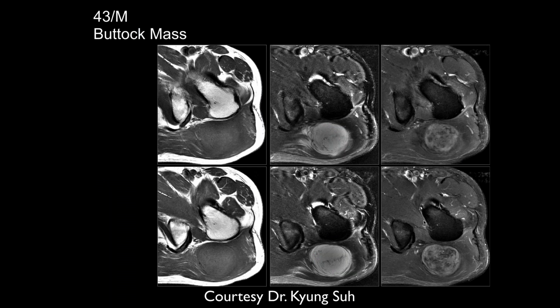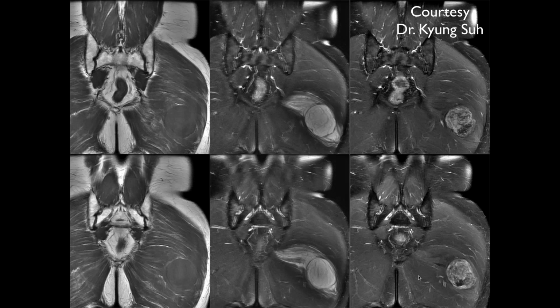Okay, Jeff? Okay, 43-year-old male with a buttock mass, axial T1, T2 stir images, demonstrating a mass in the gluteus muscles that's T1 homogeneously hypointense, with some T2 hyperintensity. Is that post contrast, the last one there? It probably is post contrast, so a heterogeneously enhancing lesion.